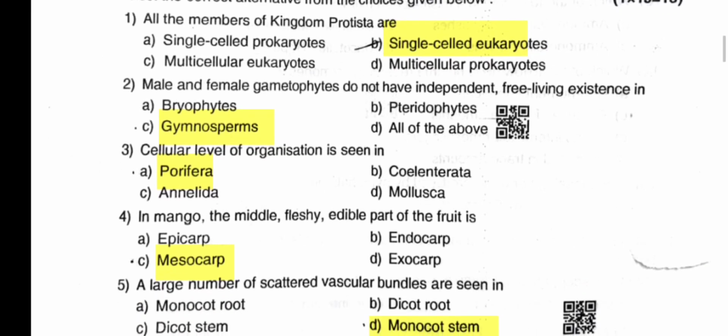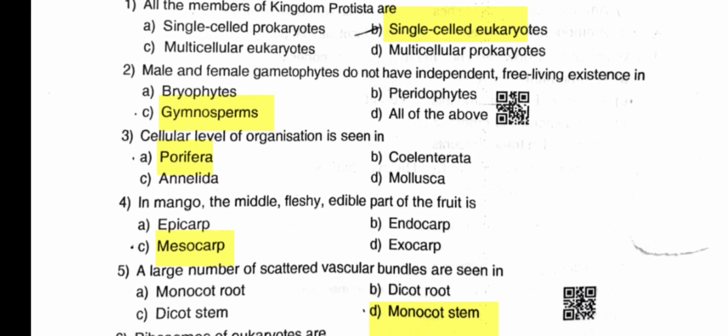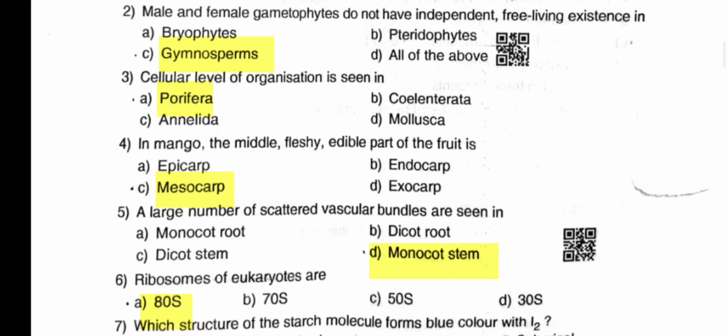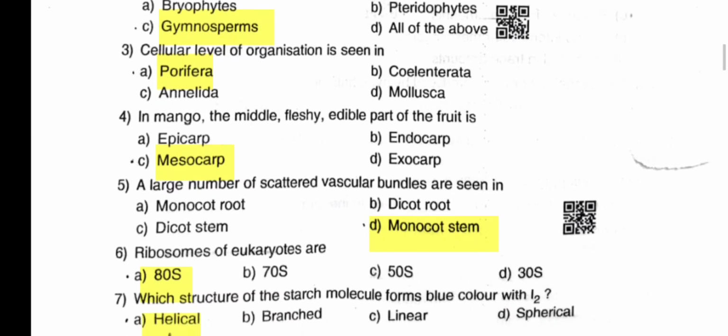Mesocarp. A large number of scattered vascular bundles are seen in: monocot or dicot stem, or monocot stem. The right option is monocot stem, option D. Ribosomes of eukaryotes are: option A, 80S; option B, 70S; option C, 50S; or option D, 30S. The right answer is option A, 80S.